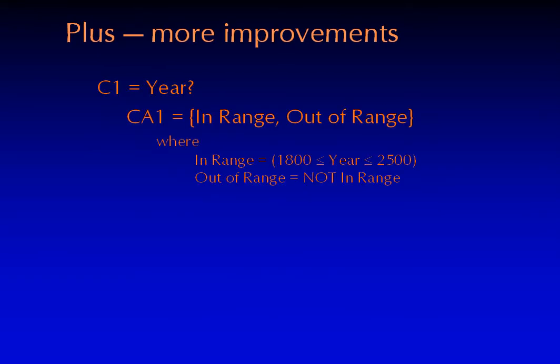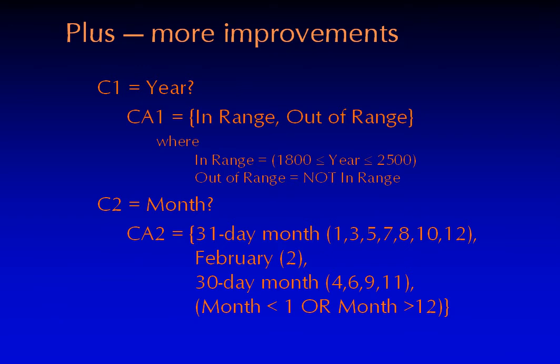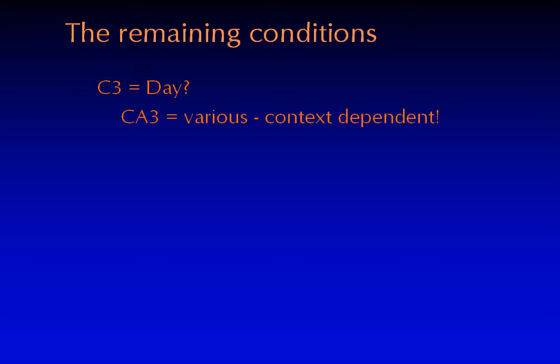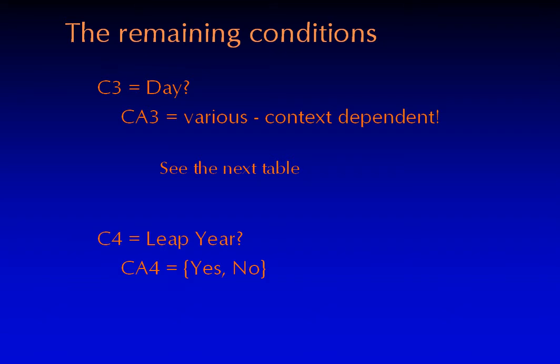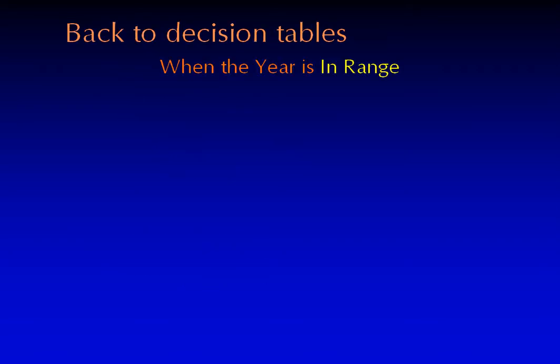By cutting down one set of alternatives from 3 to 2, we reduce the total number of rules by a third. With the months, we have increased the number of alternatives from 3 to 4, but for a very good reason. And then there are the rest of the conditions: the day, and whether or not it's a leap year. Now, let's build the table. To simplify this exercise, we will only consider the valid years. The other half of the decision table will be very similar.